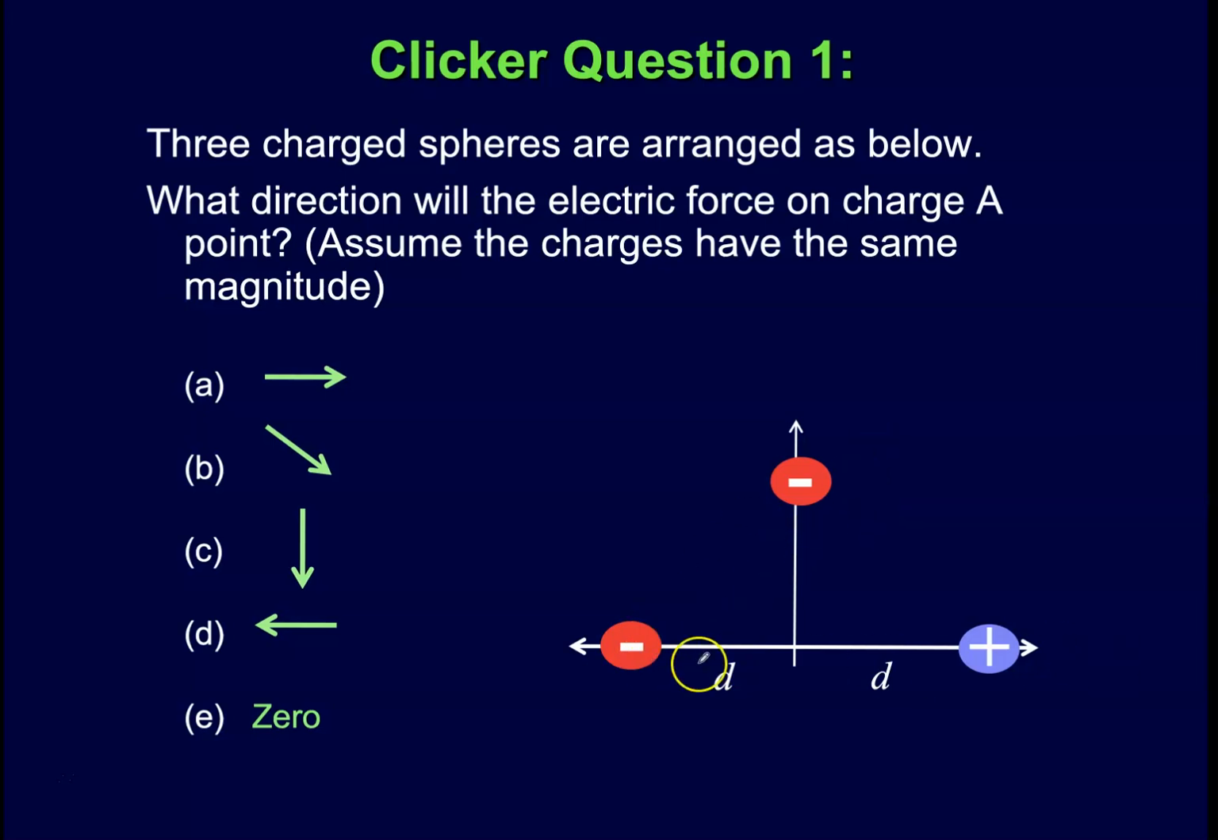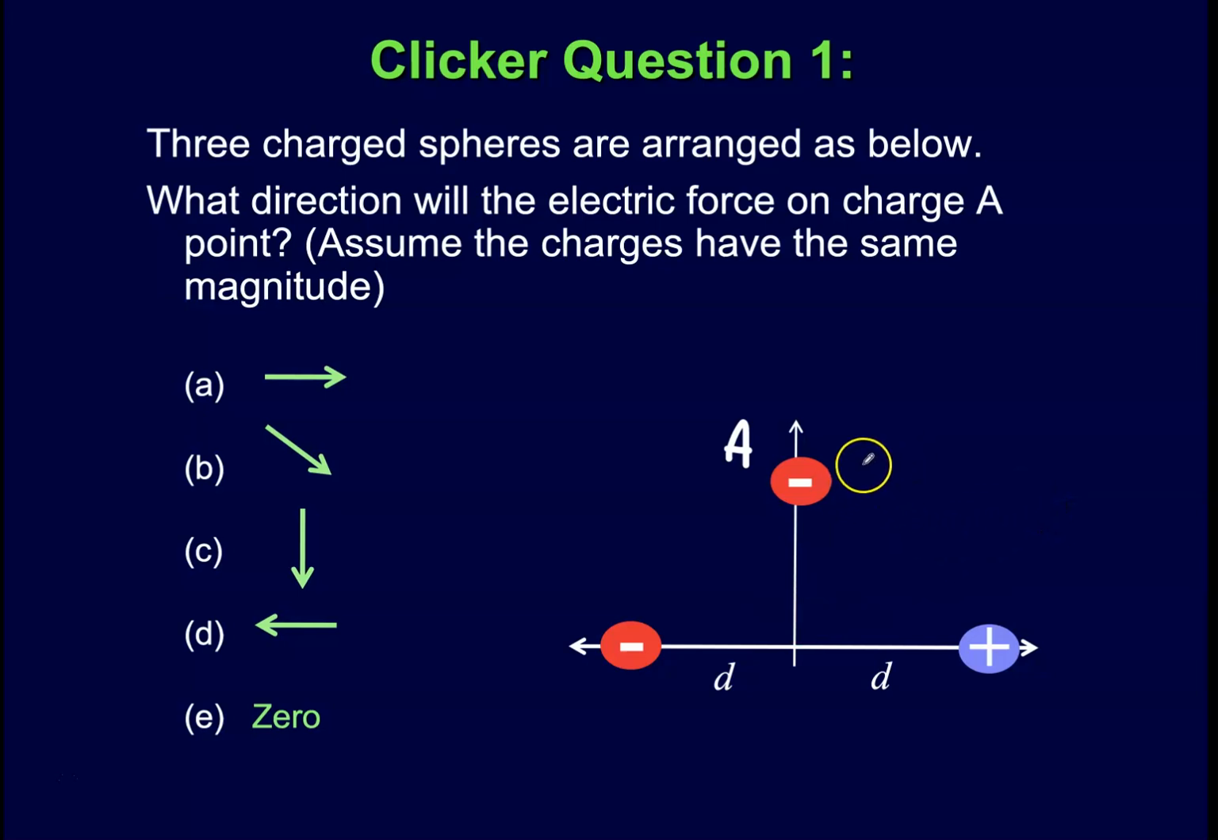So we're going to treat these particles separately. The idea here is there are three charged spheres arranged as below. They all have the same charge magnitude but different signs. We want to know what the force on charge A is going to be. Of course, it would have been nice if we had labeled charge A ahead of time, so why don't you stop there and think about this again with that being charge A.